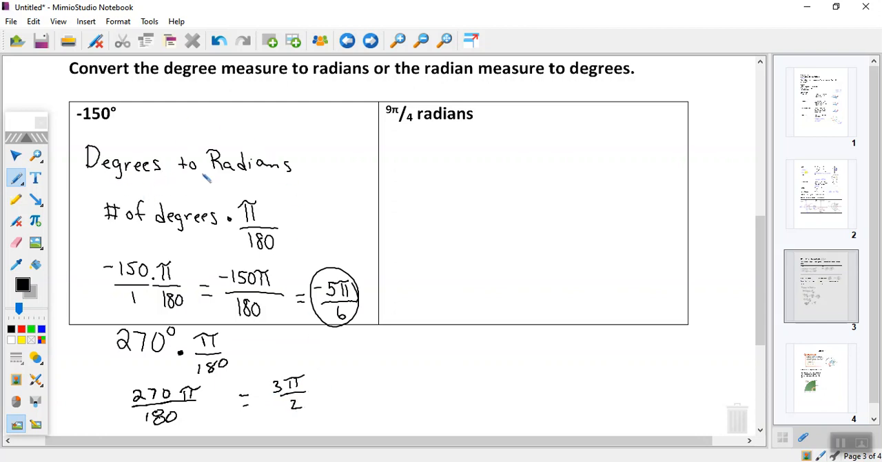Well, kiddos, if going from degrees to radians meant take your number of degrees times pi over 180, anybody got a guess on what it means to go from radians to degrees? Number of radians times, switch. What's the inverse of multiplication? But division by fractions is the same as multiplying by the reciprocal. So to go from radians to degrees, you would take your number of radians times not pi over 180, but 180 over pi. Exactly.